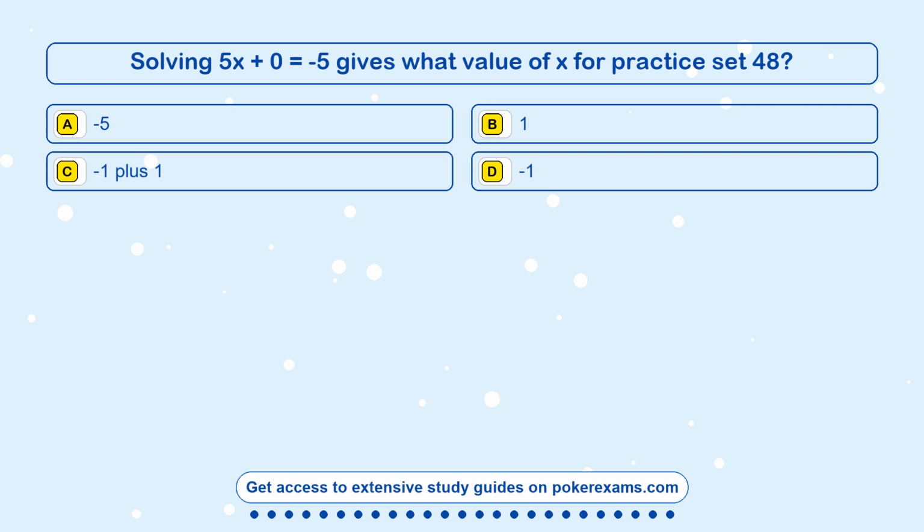Question 9. Solving 5x plus 0 equals minus 5 gives what value of x for practice set 48? Option A, minus 5. Option B 1. Option C, minus 1 plus 1. Option D, minus 1.